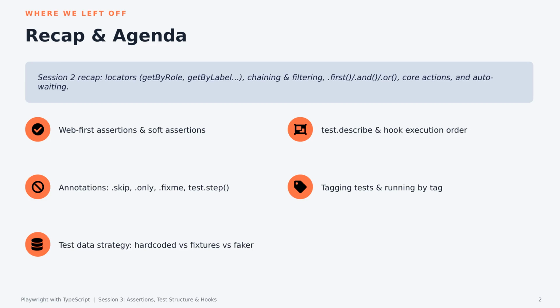Today's agenda, 5 things: web-first assertions and soft assertions, test.describe and the order hooks actually run in, annotations, skip, only, fixme, plus test.step for cleaner reports, tagging tests and running them selectively by tag, and test data strategy, hard-coded values versus fixtures versus generated data.